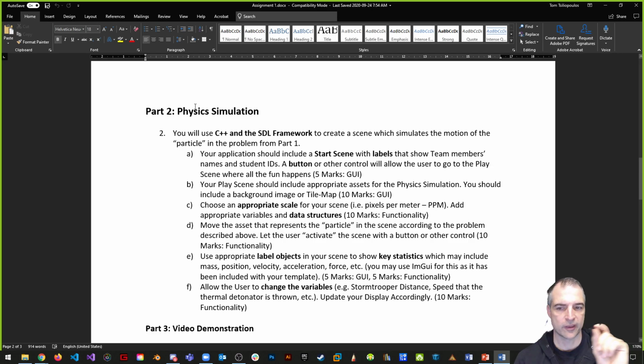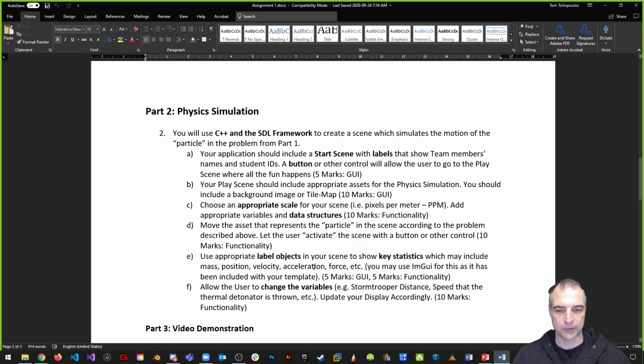Move the asset that represents the particles in the scene according to the problem described above. So, let's say you're going to put an image of a Wookiee and an image of a set of stormtroopers, and then an image of a thermal detonator, and then model the problem. See how it will actually move through your physics simulation. And then let the user activate the scene with some kind of button or other control. So start, like click or whatever. You can use a lot of different things for this, but please guide the user so that they know what they're doing. The user being me.